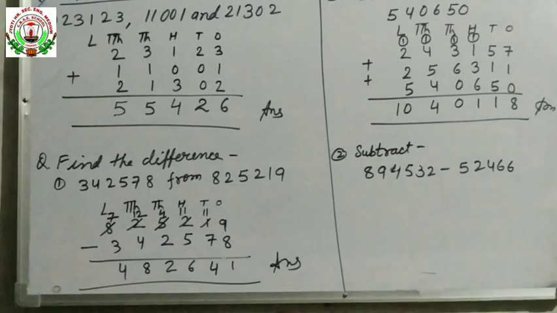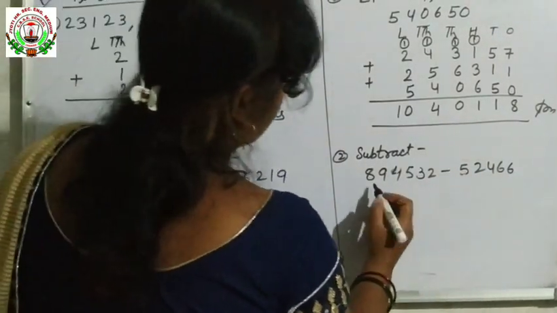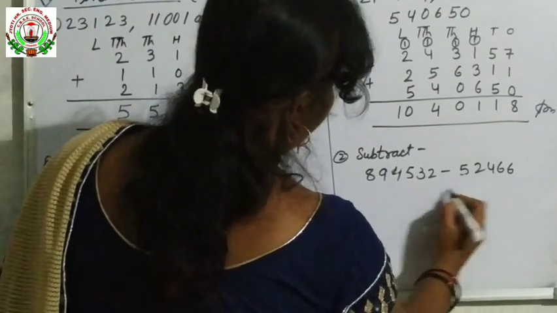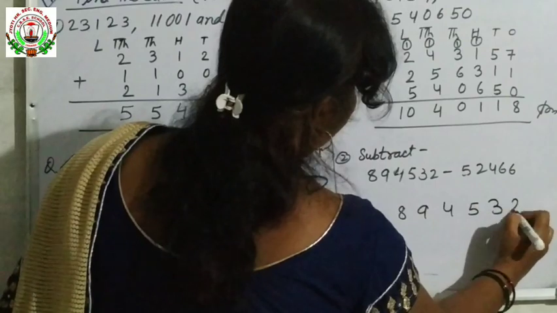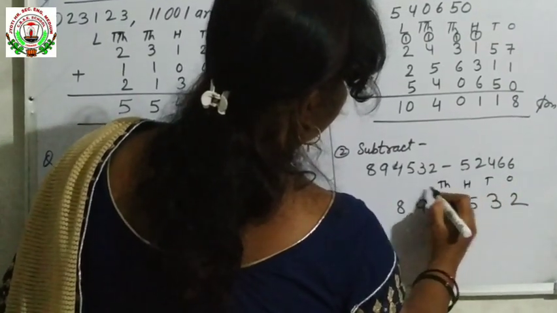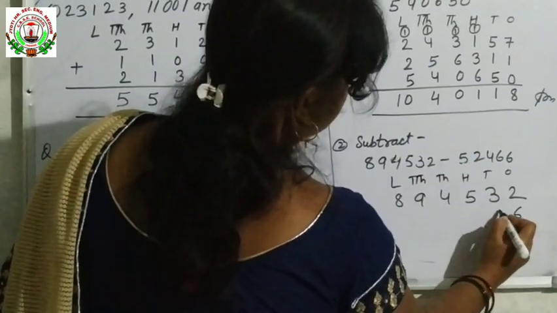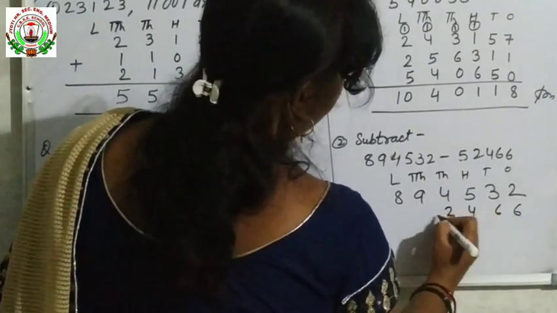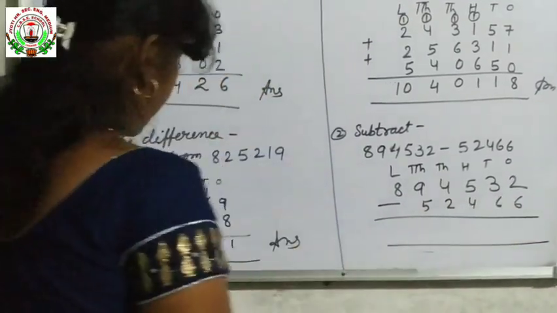Now next is subtract this number minus this number. So the greater number first, you will write it first: 4, 5, 3, 2. You can put place values here. Next number is here: 6, 6, 4, 2, then 5. Put the minus sign and subtract it. We can't subtract 6 from 2.